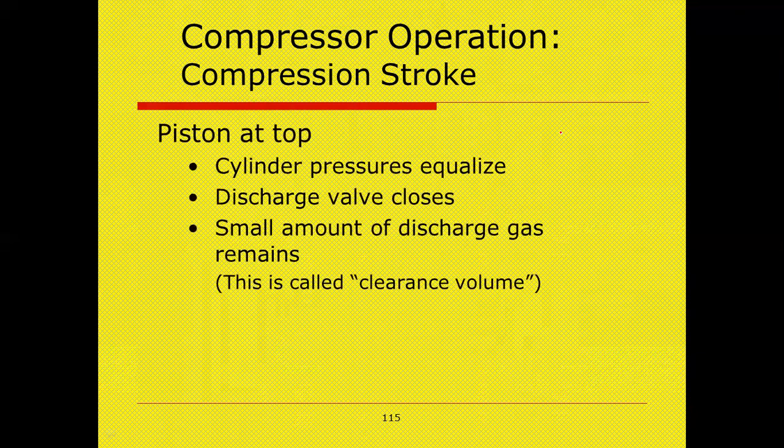So here the piston again from the bottom is moving to the top. So at that point the cylinder pressure equalizes and the discharge valve closes. Therefore a small amount of discharge gas remains. Now the discharge valve closes here. This is called what? Clearance volume, VC. This is called clearance volume, right?